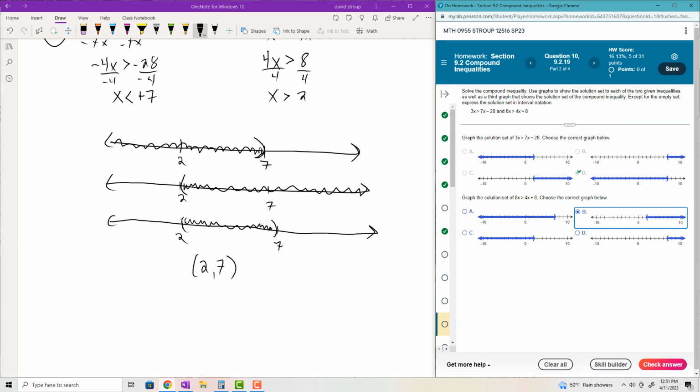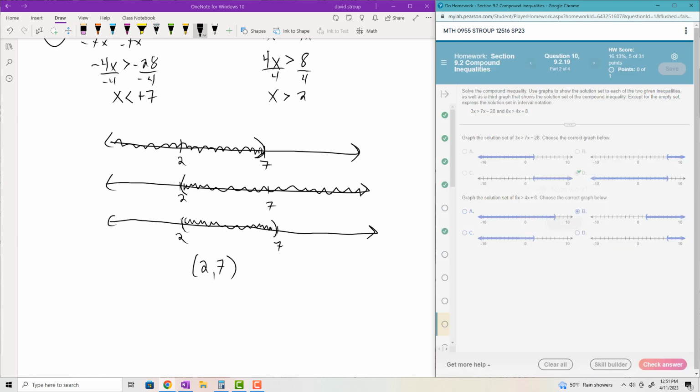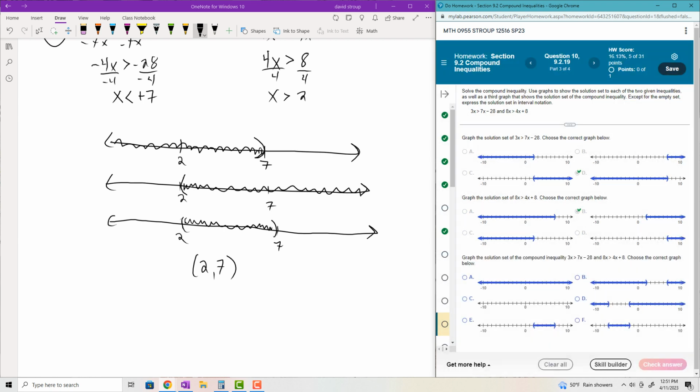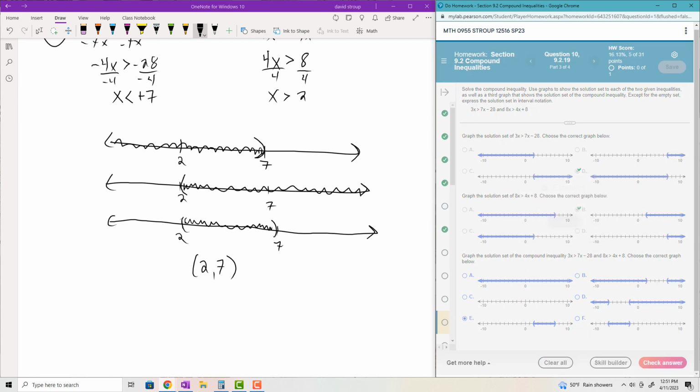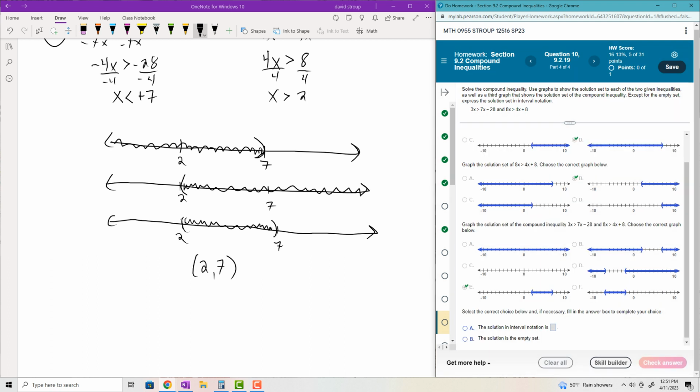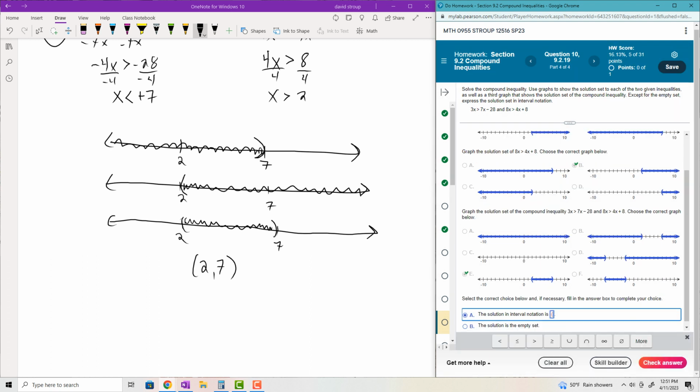But anyways, D, check, yes, continue. 2 to infinity, check, yes, continue. The solution is the center. Well, that's not it. It's this one. Check. Yes. Continue. And then finally, in interval notation, 2 to 7.